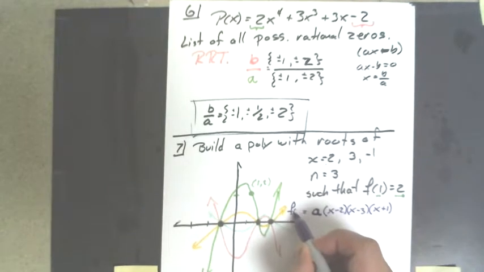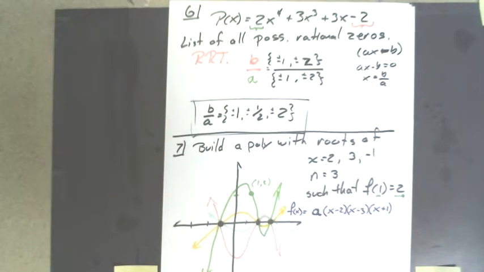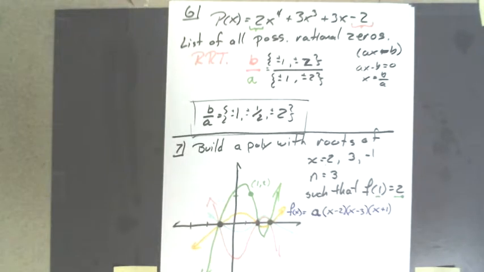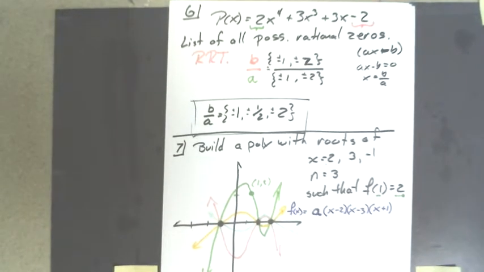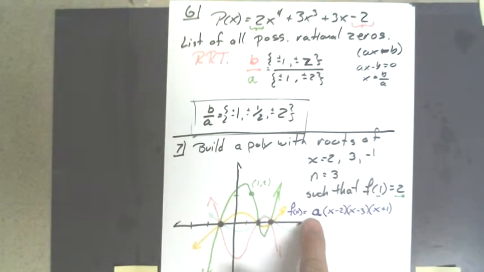Now if we're told what a is, great. Sometimes the ones in the book, or the ones in your text, would say, given that the lead coefficient is 2, great, make a equal 2. But we're not always going to be told that. So we don't know what number this is.